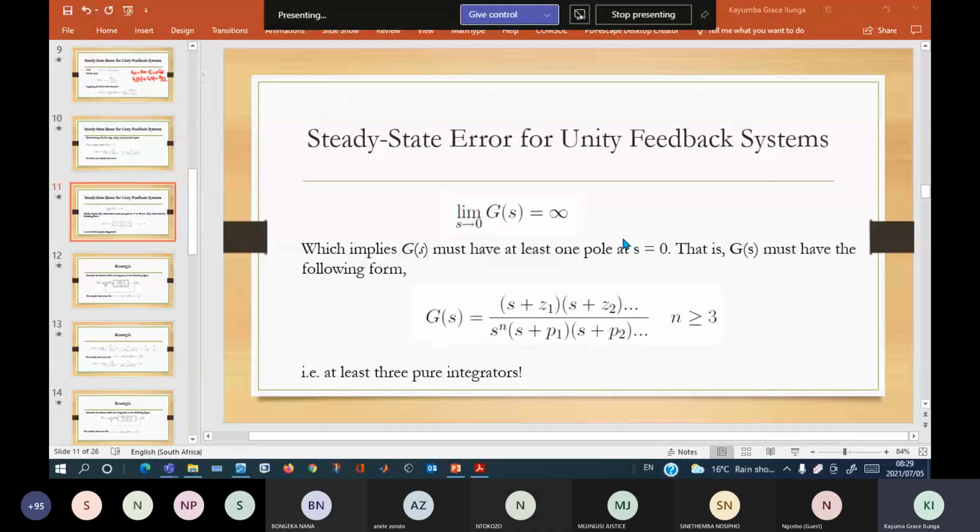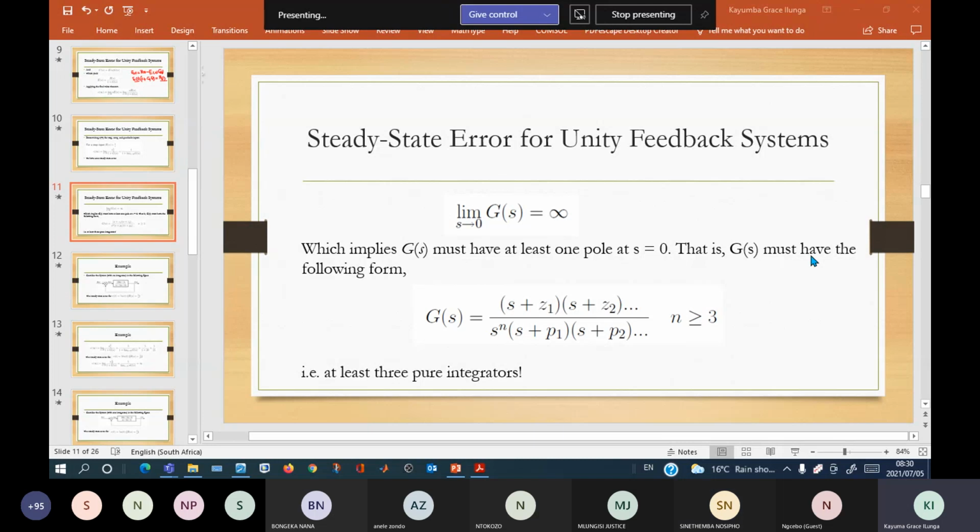Okay. So now we want to see how we can analyze the steady state error for different cases. So we have our transfer function, which is equal to G(s). G(s) must have at least one pole which is equal to 0. If one pole is equal to 0, that means the denominator of the system will be equal to 0, so our G(s) will be equal to infinity.